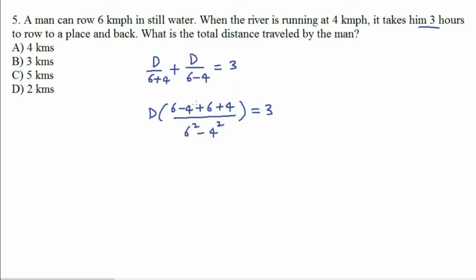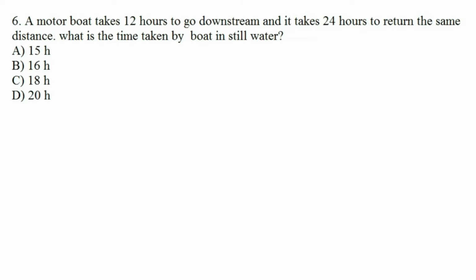Minus 4 plus 4 cancel. 12D divided by 36 minus 16, 20, equal to 3. 12D equal to 60. Distance equal to 5 kilometers. Option C. Question number 6.